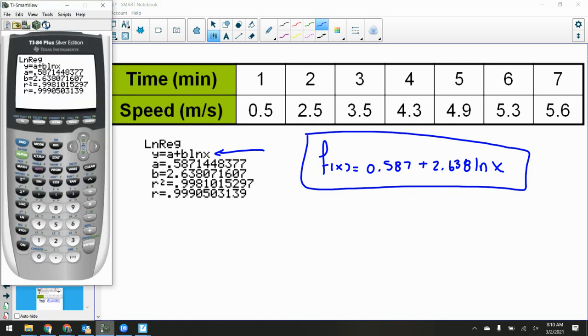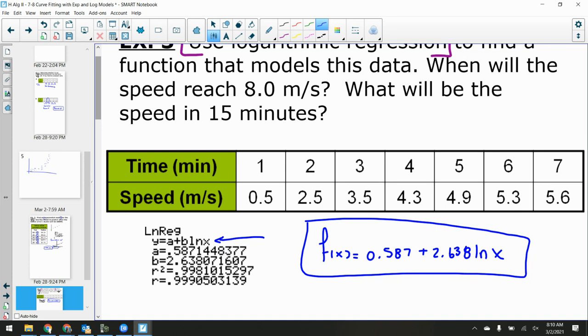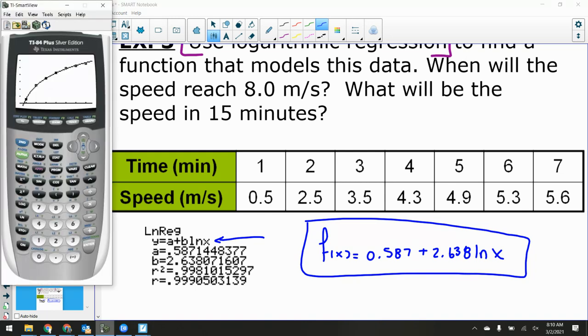Okay, now let's plug that into our y equals. Again, you go y equals, vars, statistics, EQ, and we'll graph it. I haven't even looked at what we need to do with this yet. Now, let's see what the question is asking. When will the speed reach 8 meters per second? Is 8 meters per second an x value or y value? That's a y value. So I go into my y equals, and I say y equals 8. I want to know when the speed is 8. I'm going to zoom fit this.